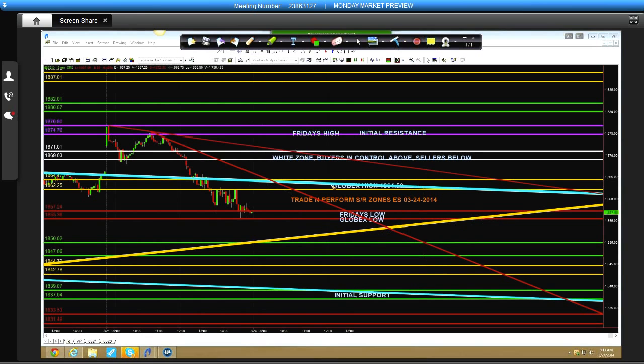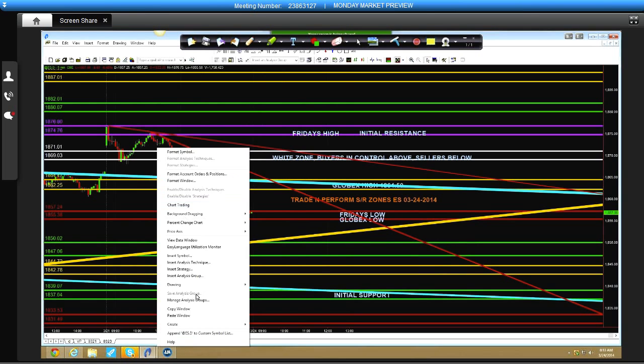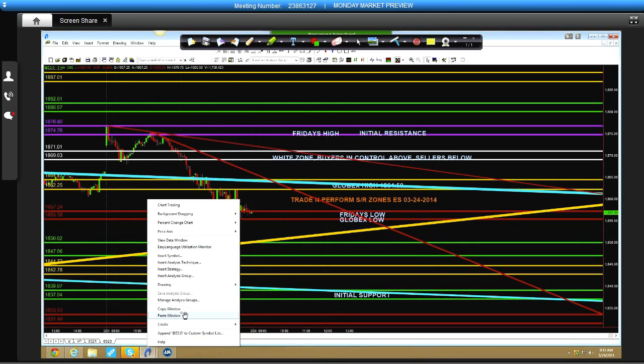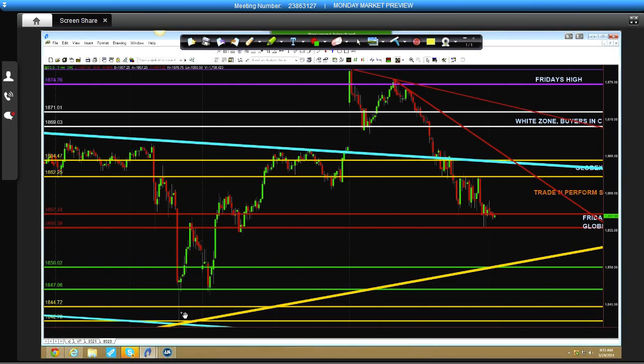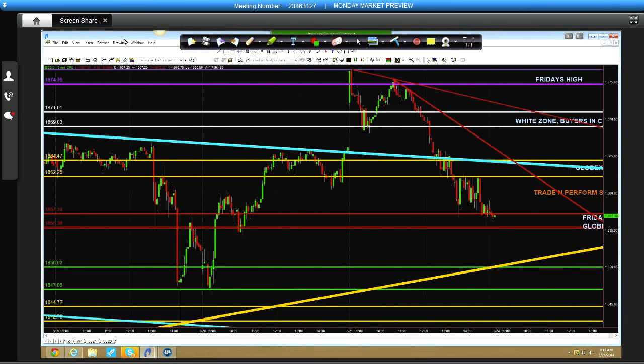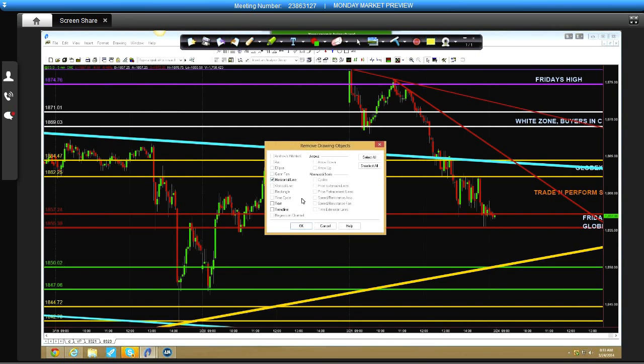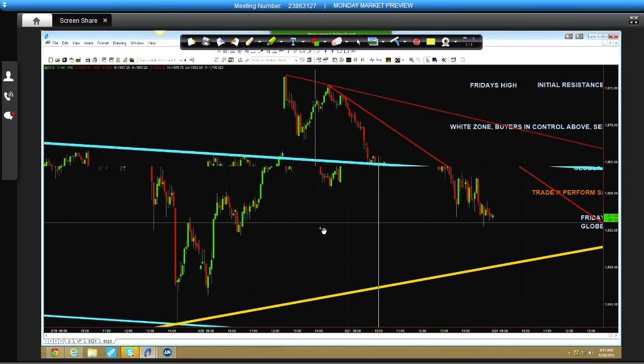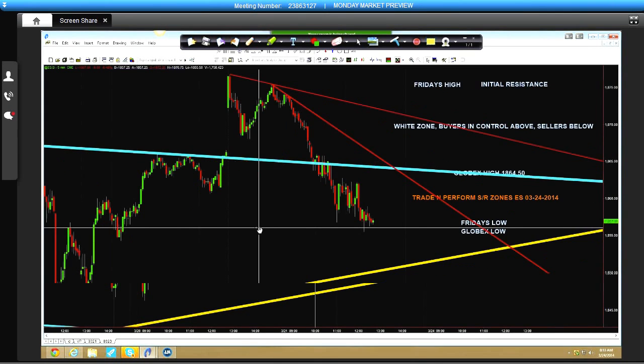So I'm going to copy this chart real quick and show you what that looks like stripped down. I don't want to destroy the chart. And then I'm going to remove horizontal lines. There you go. That's what that looks like without anything in here.